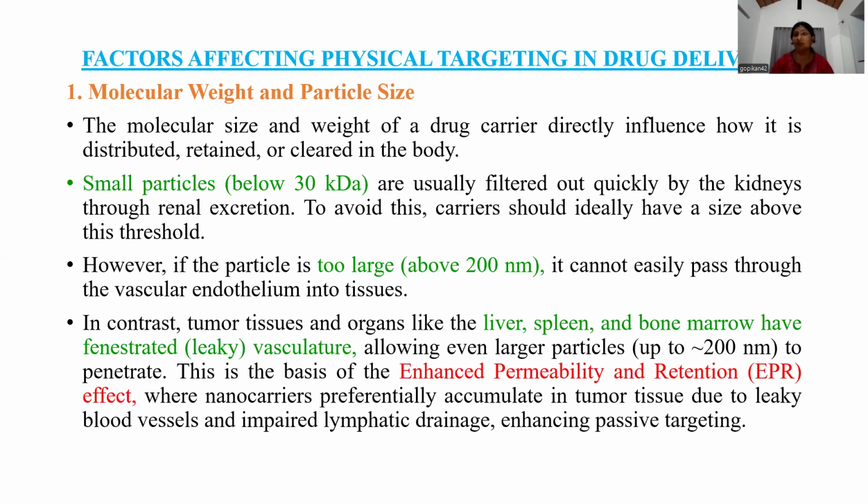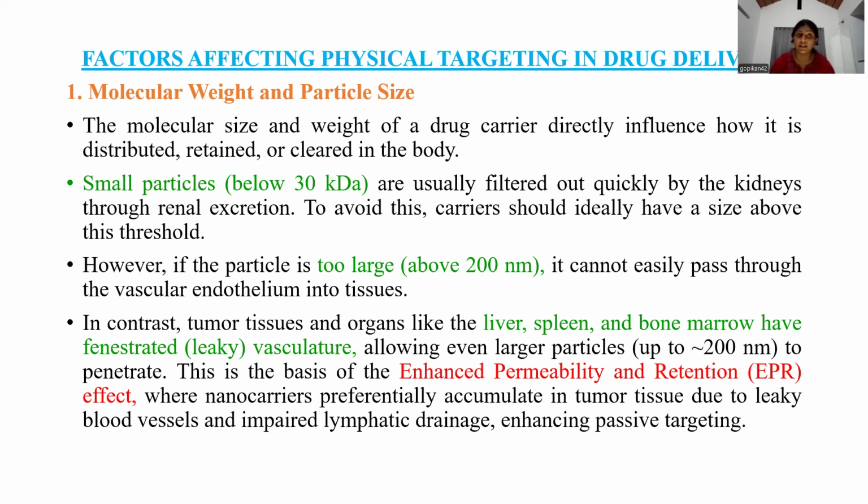The first one is molecular weight and particle size. The molecular size and weight of a drug carrier directly influence how it is distributed, retained, or cleared in the body. Small particles, about 30 kilodaltons, are usually filtered out quickly by the kidneys through renal excretion. To avoid this, carriers should ideally have a size above this threshold.